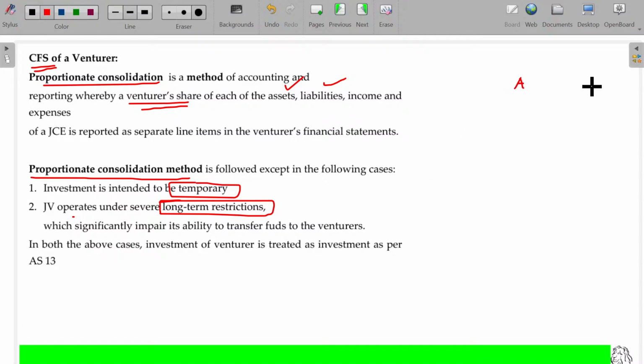For example, it is dealt with so beautifully. Company A and XYZ company. XYZ company has 100 shares, where A holds 30 shares only. Now, my question is whether A is the holding company.